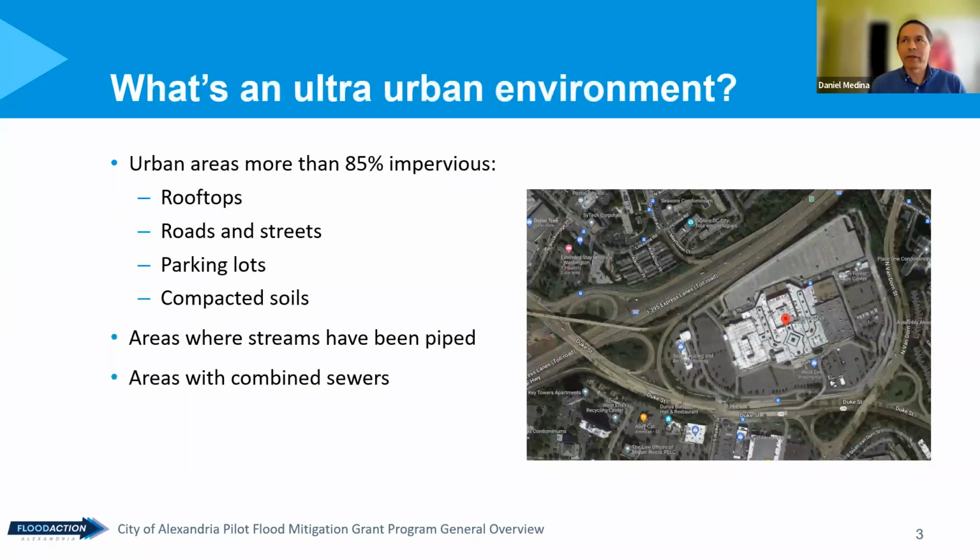So what is an ultra-urban environment? An ultra-urban environment is an area that is more than 85% impervious. And when I say impervious, it means rooftops, roads and streets, parking lots, even compacted soils that are part of the environment in a city, typically. And why is this important, imperviousness? Because it means the water cannot get into the ground.